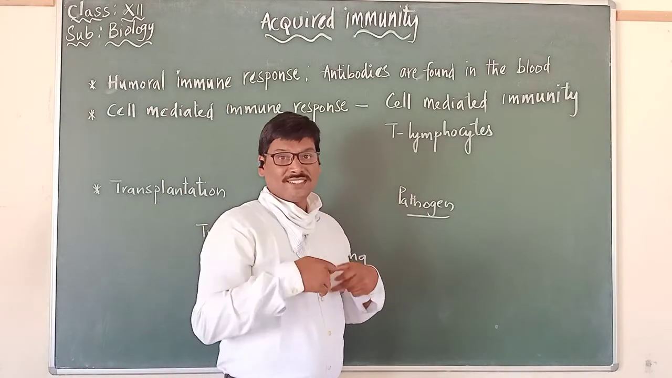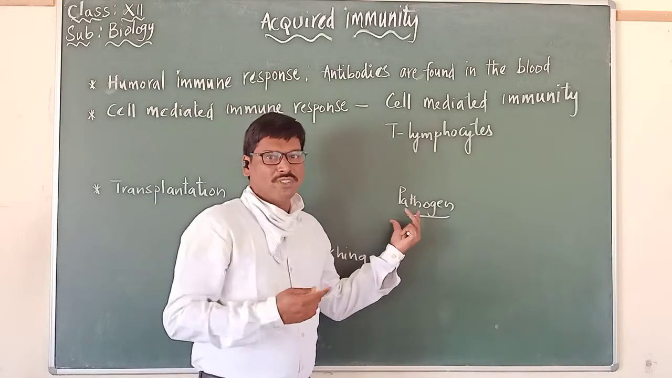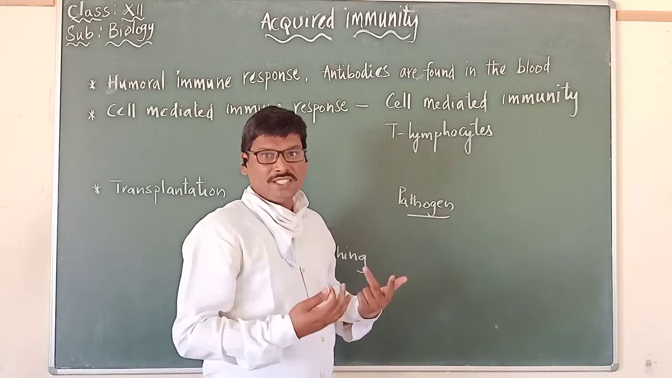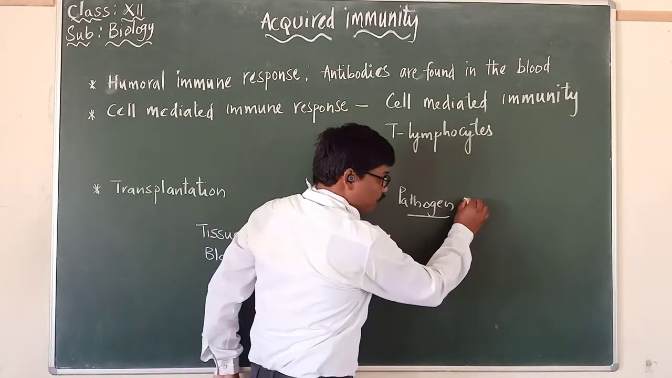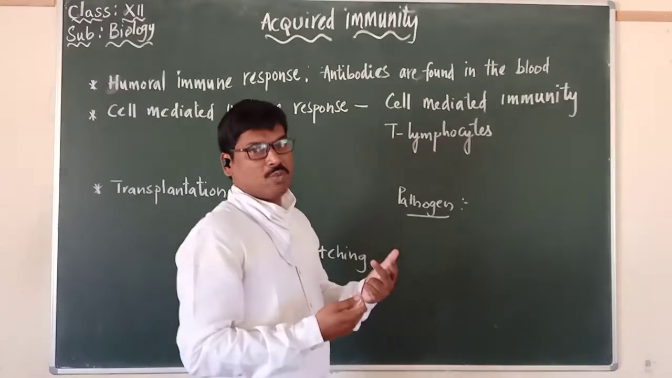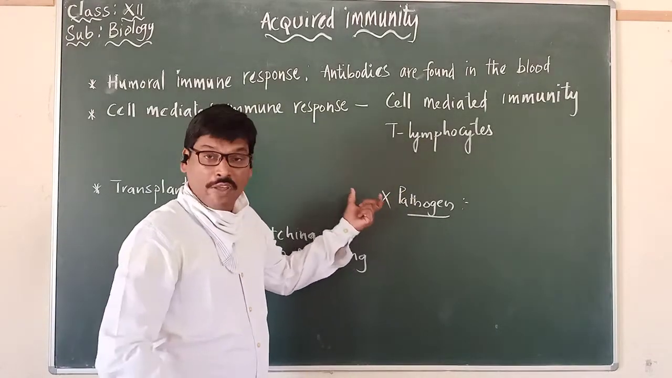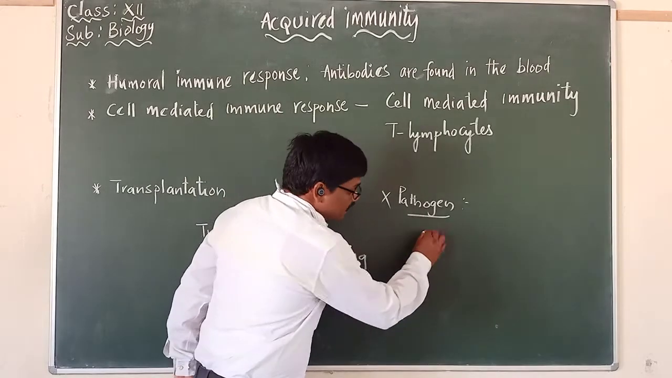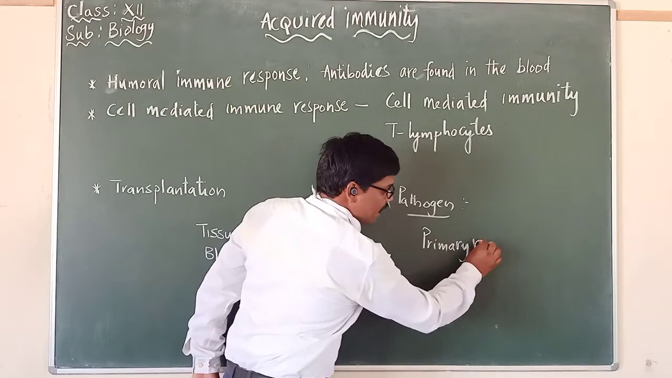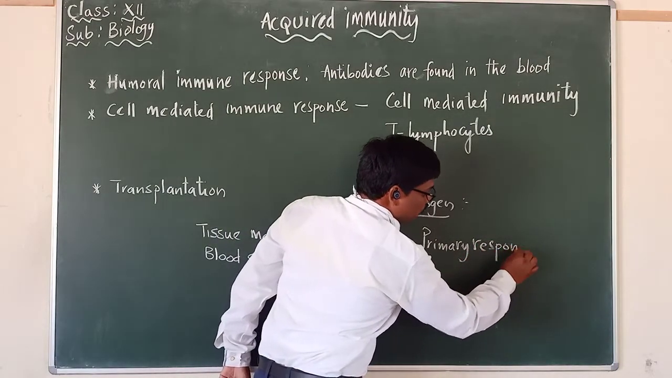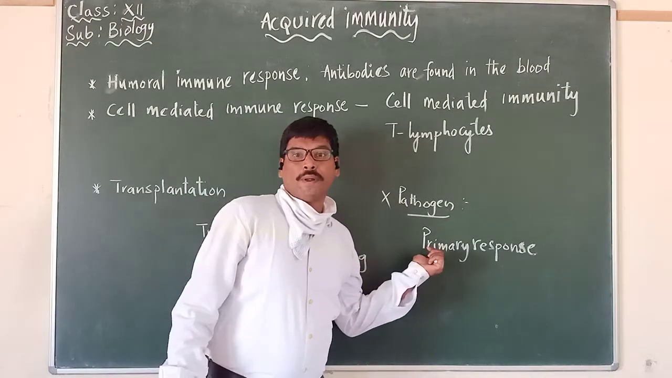When a pathogen enters the body, and our immune system encounters this particular pathogen for the first time, it produces antibodies and destroys that pathogen. In that encounter, the pathogen gets destroyed. This process we call the primary response shown by the immune system of our body.